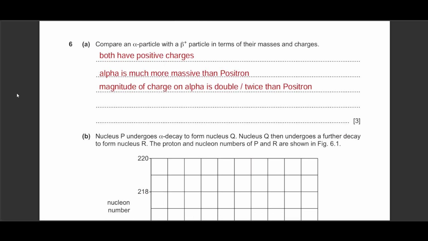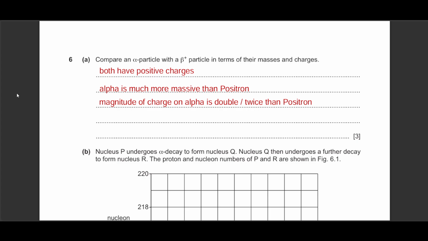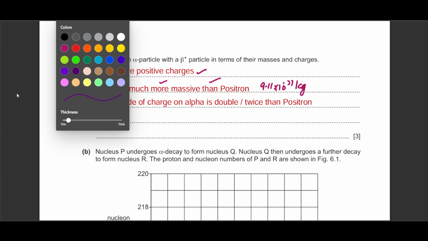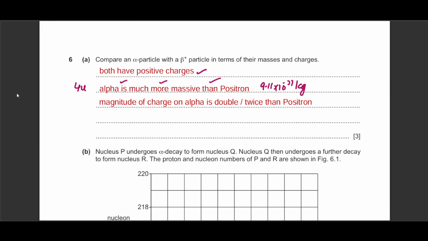Question number 6, he says, compare alpha and beta. Again, from memory, they both have positive charges. It's a positron. Alpha is much more massive than positron. Alpha has a mass of 4u. Positron has a mass of 9.11 times 10 raised to minus 31 kg. Not that you have to mention this, I'm just mentioning this over here as a fact. Magnitude of charge on alpha is double or twice that of positron.